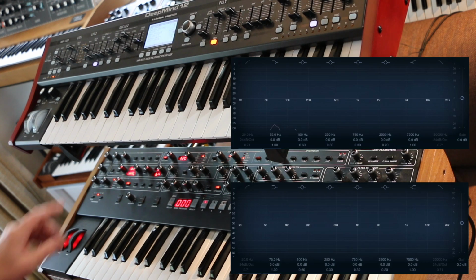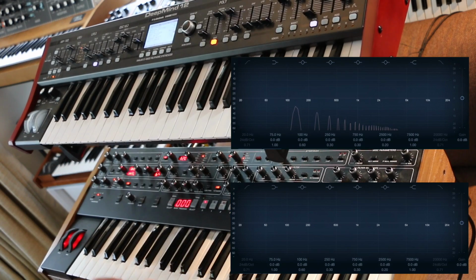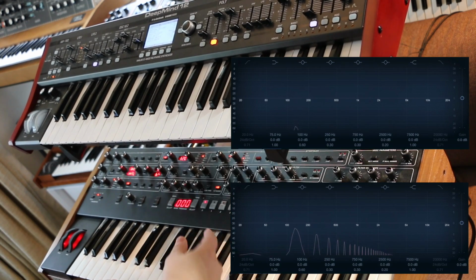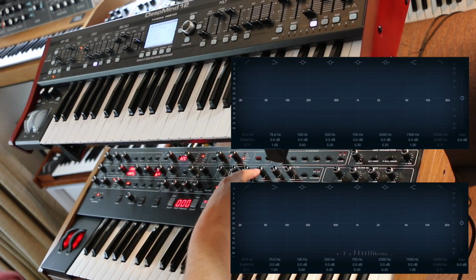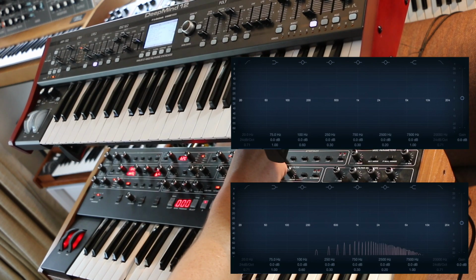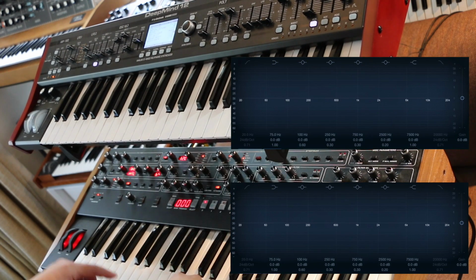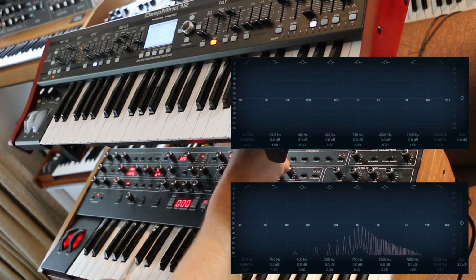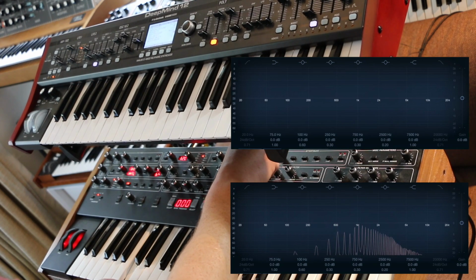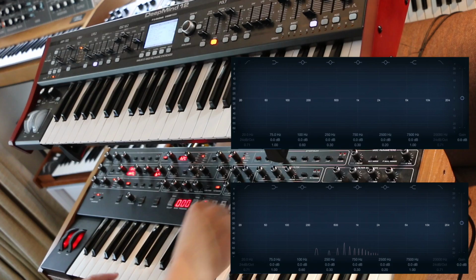So let's move on to the high pass. That goes a lot higher, doesn't it? So that's on about, I don't know, 45%, and that's on full. So that's a lot more effective. Also, this has got resonance on it as well, which is great for some sounds.